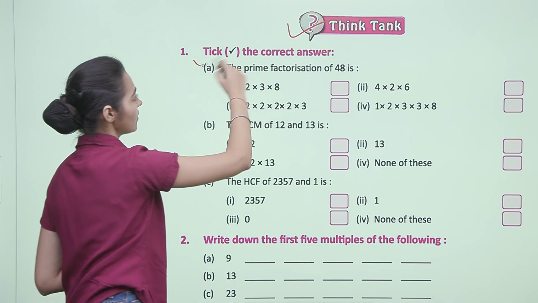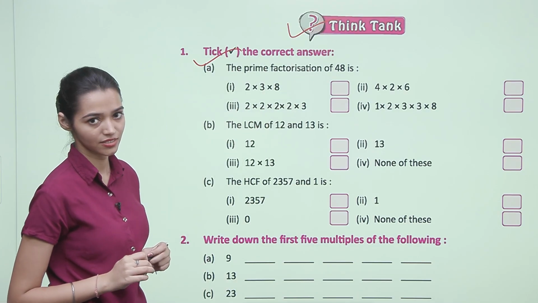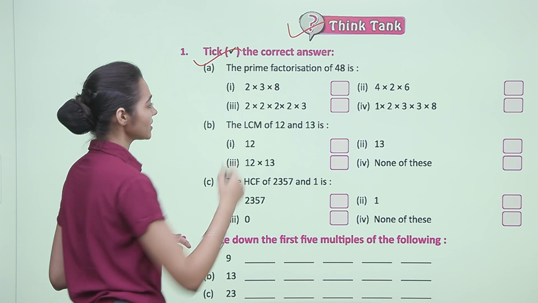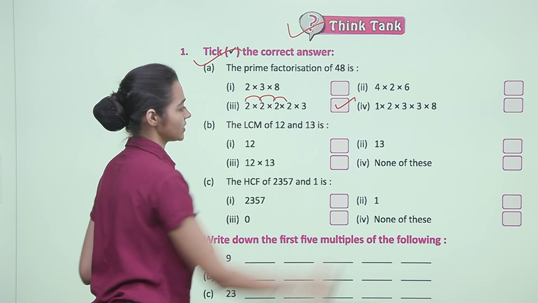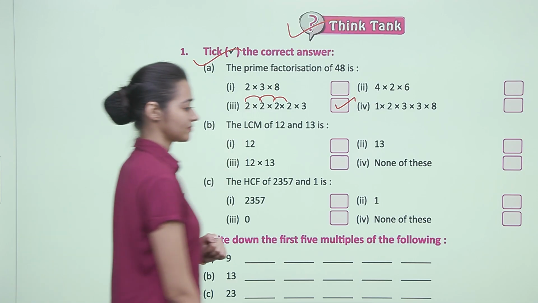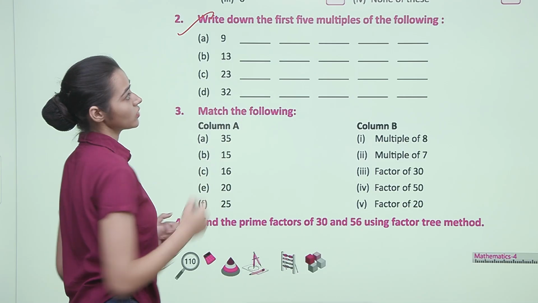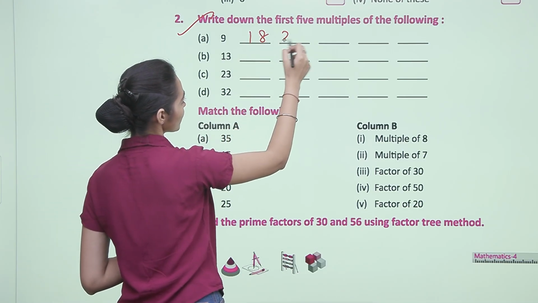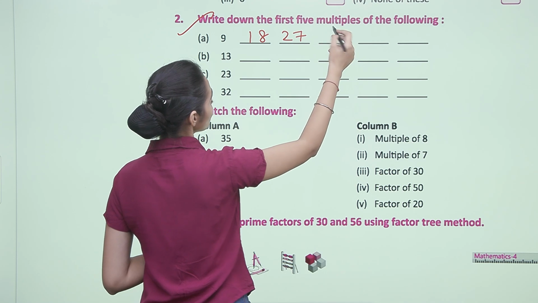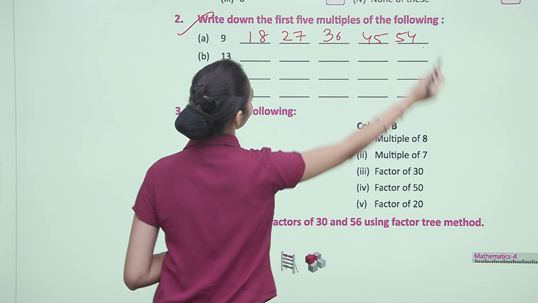Let's start with think tank. We have to choose the correct answer. The prime factorization of 48 is, which one is the prime factorization? That is 2 2s are 4, 2 8s are 16, 3 16s are 48. So this is the correct answer. In the next one, we have to write down the first 5 multiples of 9. 9 2s are 18, 9 3s are 27, 9 4s are 36, 9 5s are 45 and 9 6s are 54.